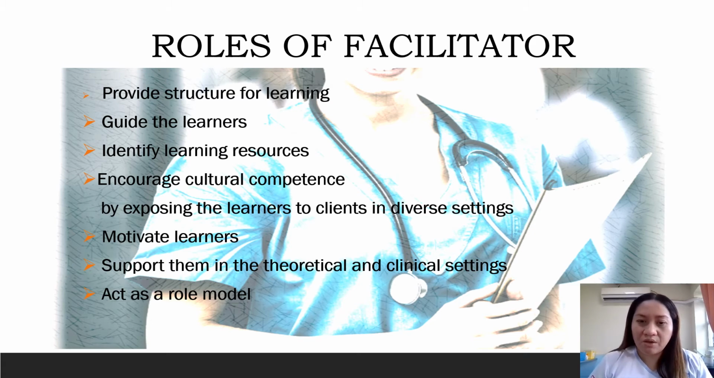Support them in theoretical and clinical settings and act as a role model. So if you say do not smoke, make sure you as a facilitator and a caregiver should not also smoke.